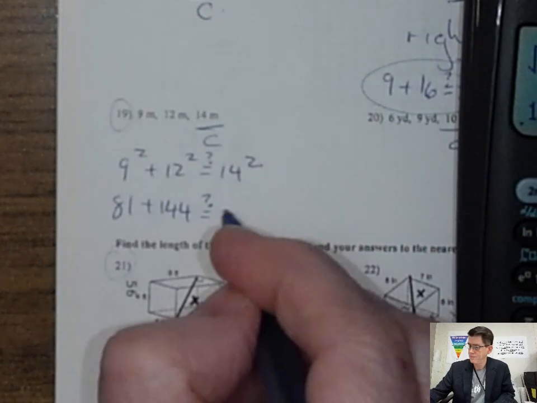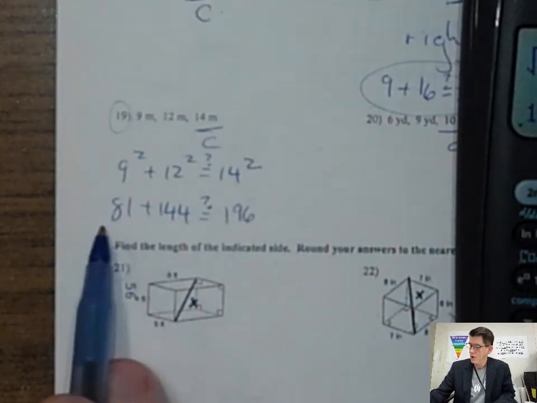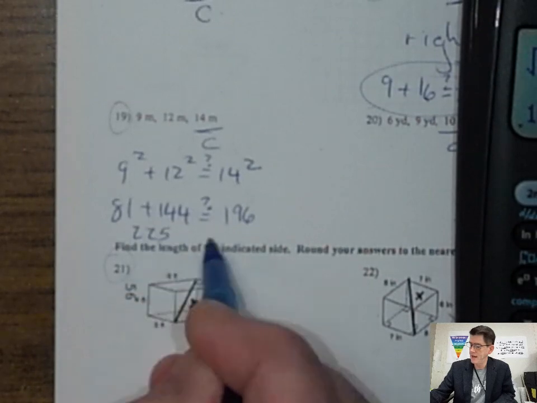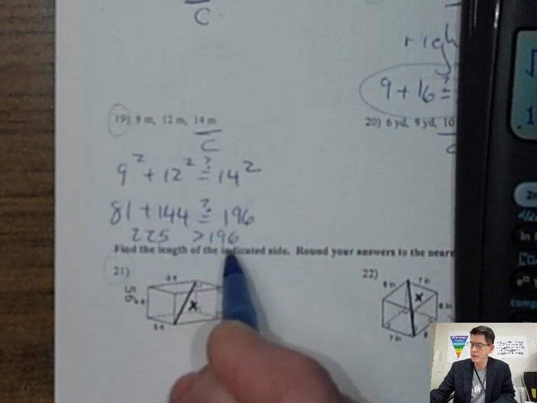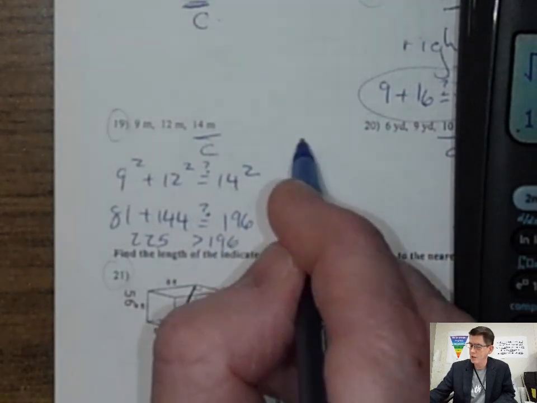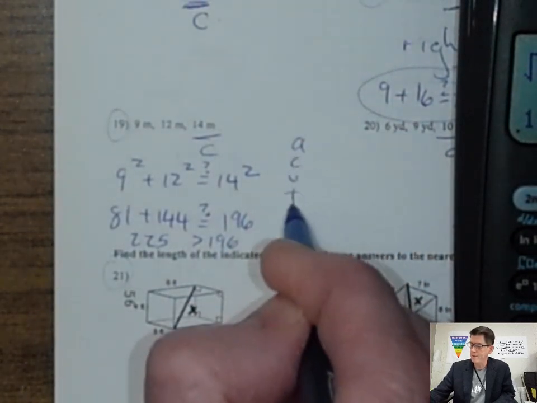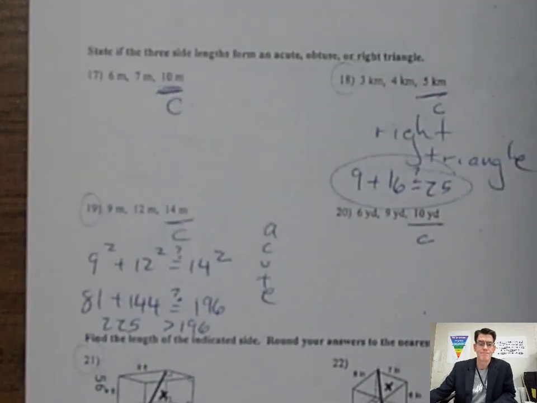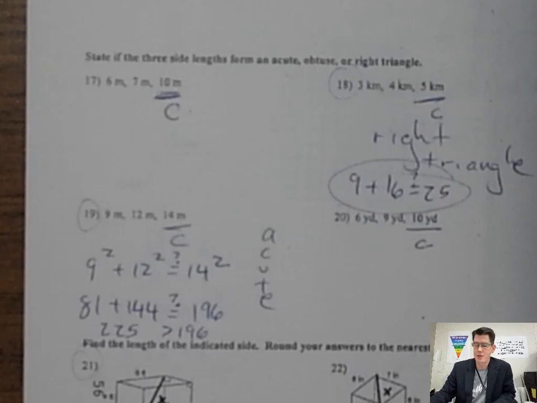196. Well, this is 225. It's bigger than 196. So because the 196 is smaller, because the c squared is smaller, it's an acute triangle. Very pretty. It's cute. And there's that process on those ones.